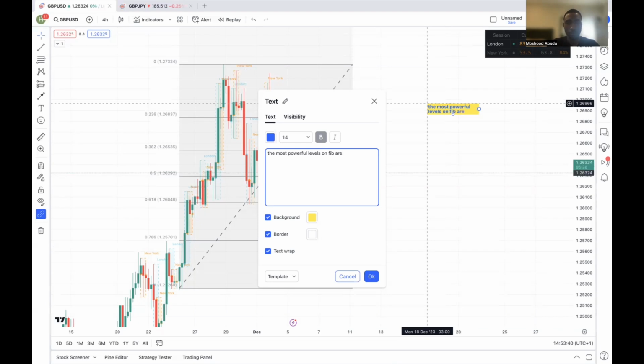38%, 50%. Okay. So these are levels that are key levels where I personally look out for.